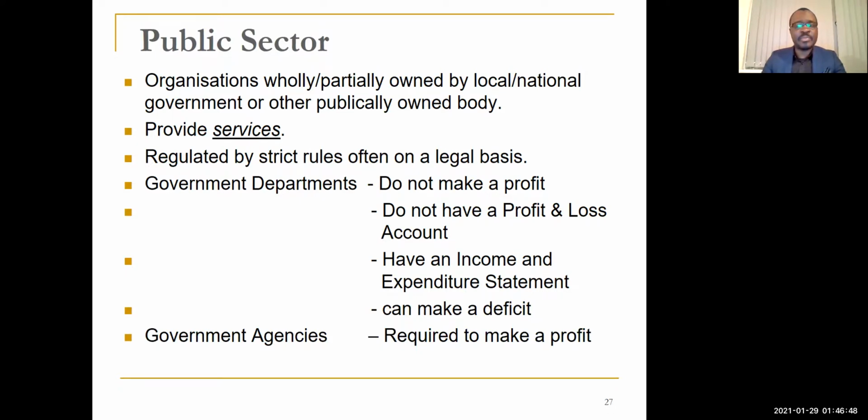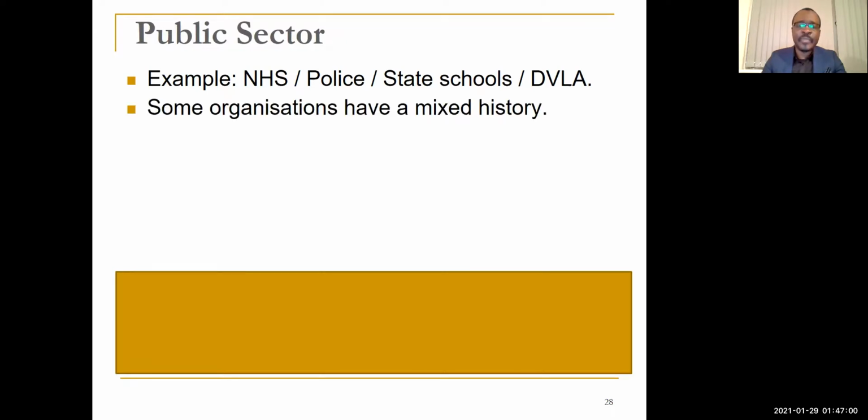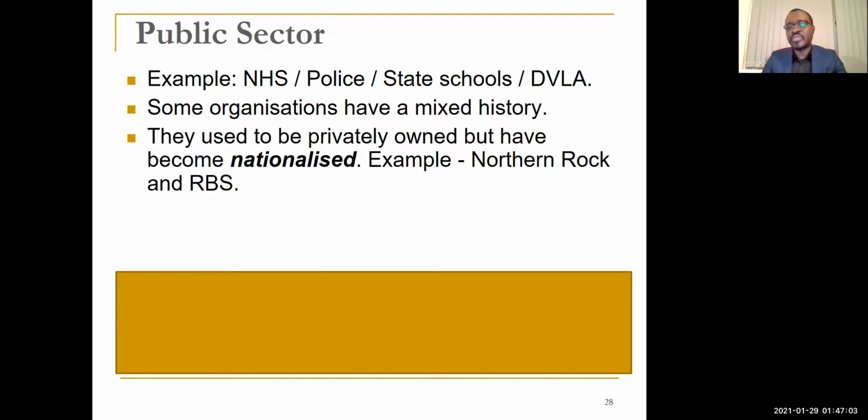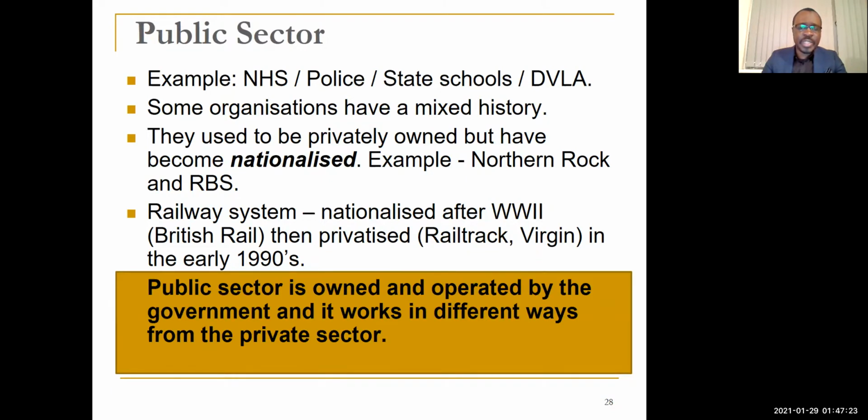A typical example, BBC. Look at BBC. They survive on our TV licenses to operate, right? So take examples of public sector: NHS, police, state schools, DVLA, and they could have some mixed history, okay? So there used to be this Northern Rock and RBS. They used to be privately owned, but have now become nationalized. Railway systems, gone were the days, but they have been nationalized after World War II, okay, into British Rail, ScotRail, you know them. So public sector is owned and operated by the government.